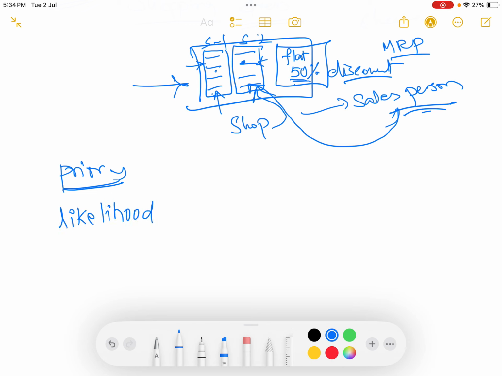So it means that likelihood is: how many dresses are similar to this dress and not getting the discount? That is likelihood probability, right? And next, posterior probability.